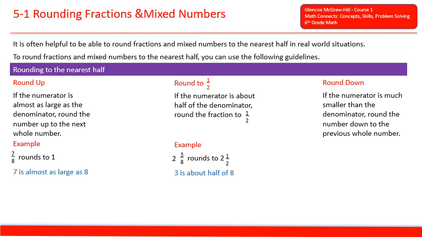Round down. If the numerator is much smaller than the denominator, round the number down to the previous whole number. Example 1/8. 1 is much smaller than 8, so it's going to round to 0.